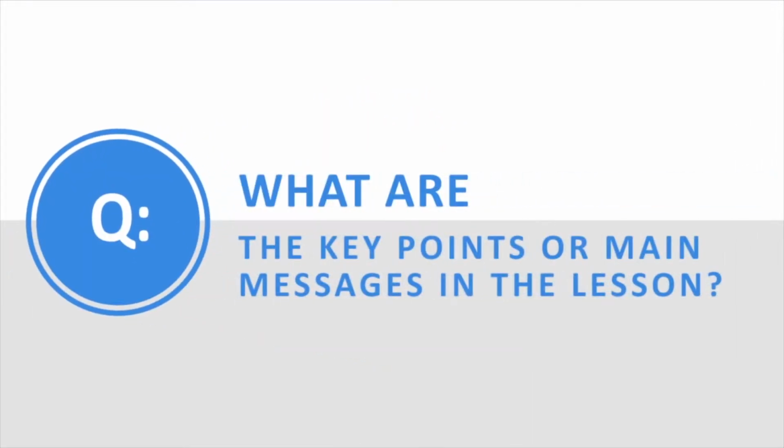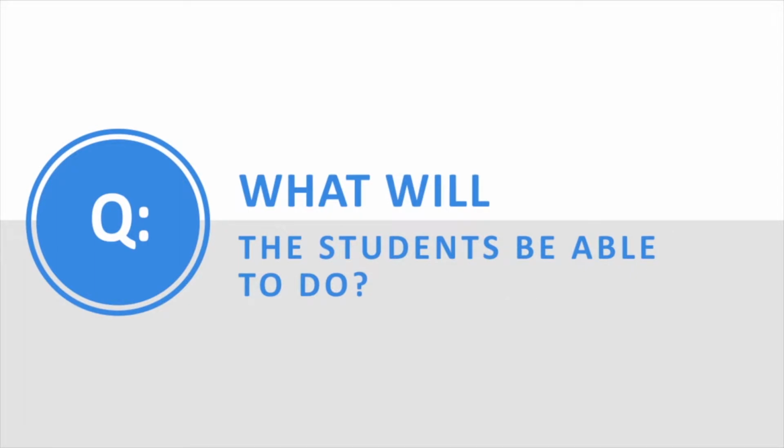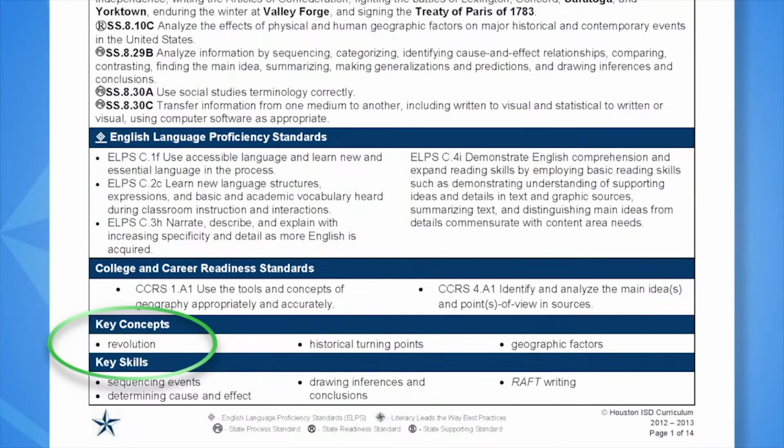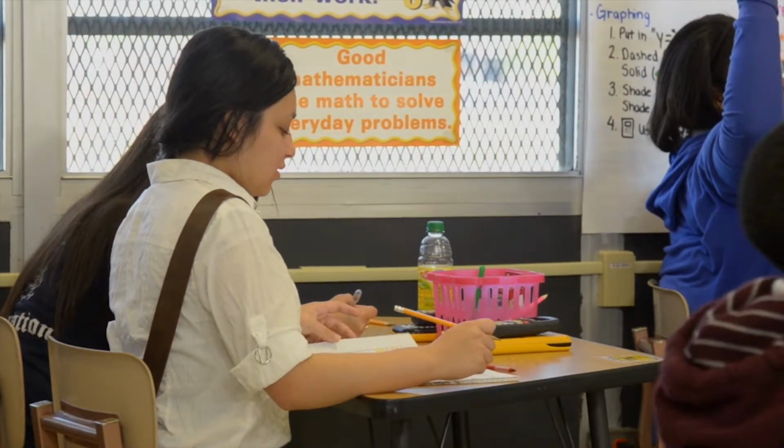Think about the following questions. What are the key points or main messages in the lesson? What will the students be able to do? Identifying the key points will ensure students are not lost in minute facts prior to understanding the big picture.